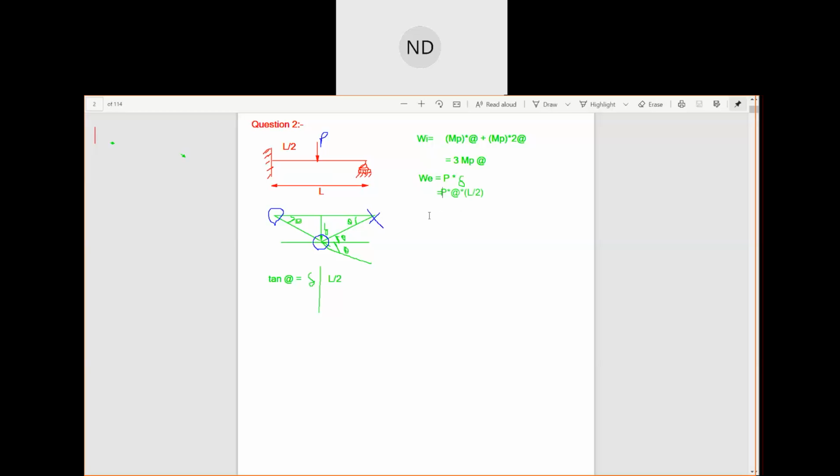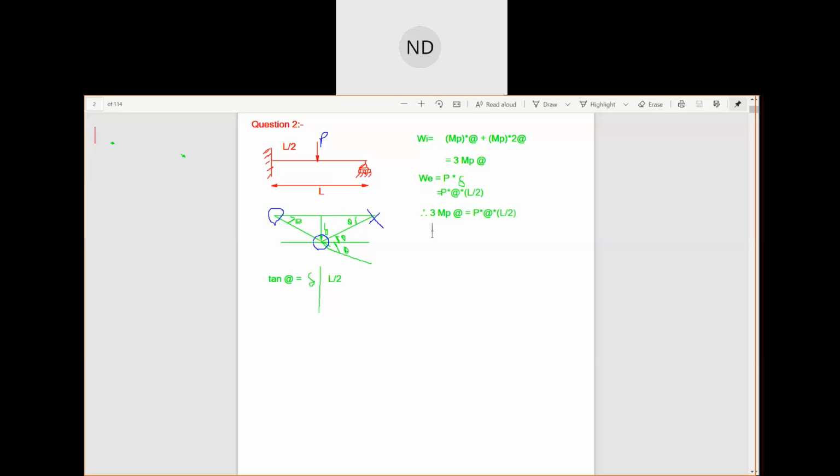Okay, so now we have to find out the collapse load. We can use the kinematic theorem again, which says the internal work is equal to the external work. So we will have 3 MP into theta is equal to P into theta into L by 2, right?